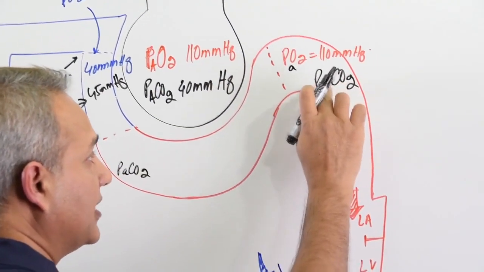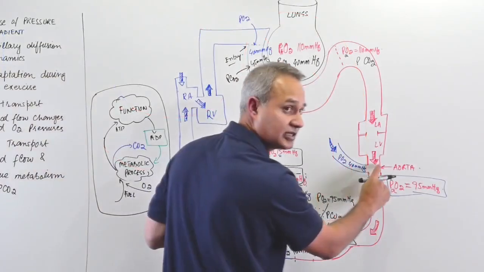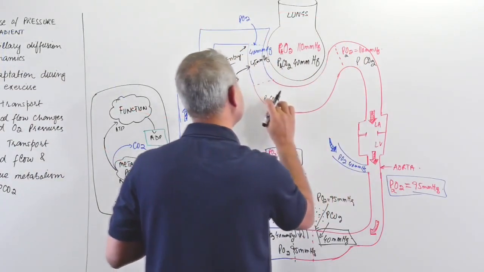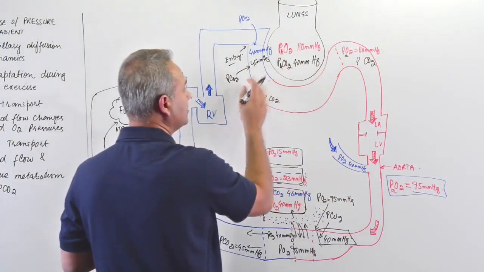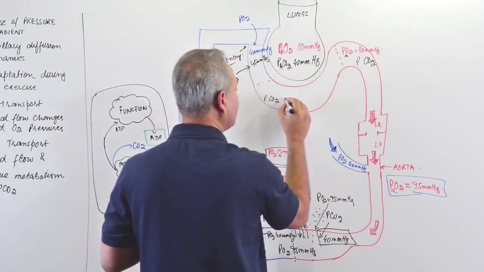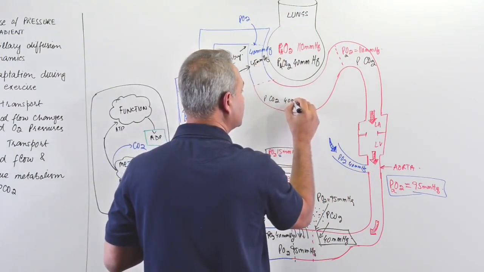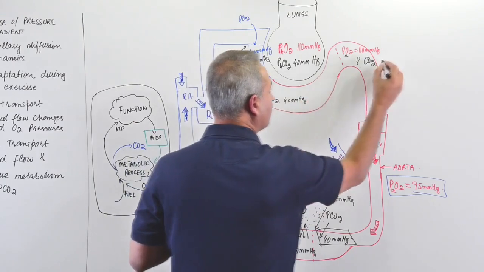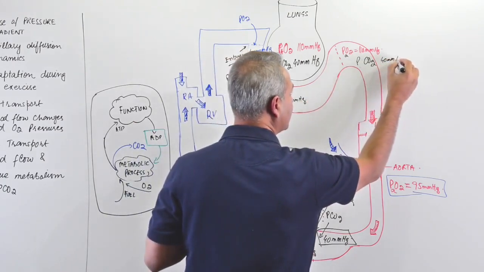Actually not arteriolar yet. It would become arteriolar after it is coming out of the heart. So PCO2 is going to become equilibrated here. How much? 40 millimeter of mercury. 40 millimeter of mercury.